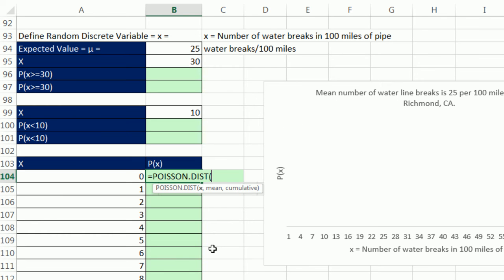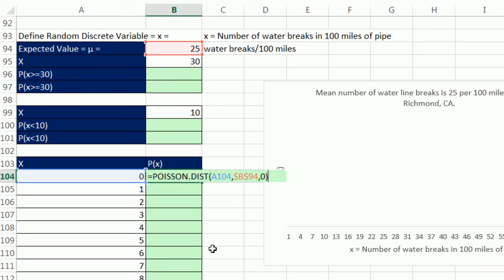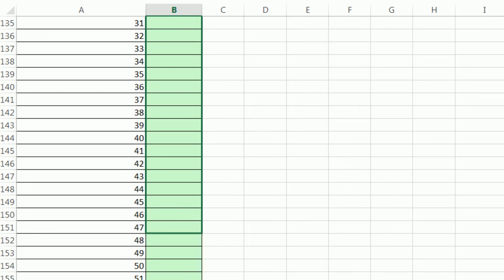Equals POISSON.DIST, tab. Our particular x is going to be 0, comma. We've got to go get our mean, the mean water breaks per 100 miles, F4 to lock it, comma, 0, close parentheses. That 0 will calculate exactly the probability, and I'm going to copy it down.